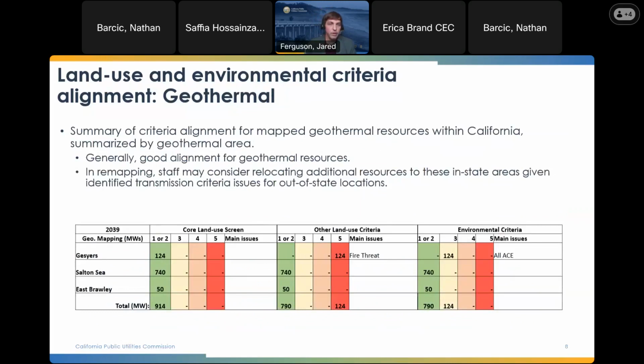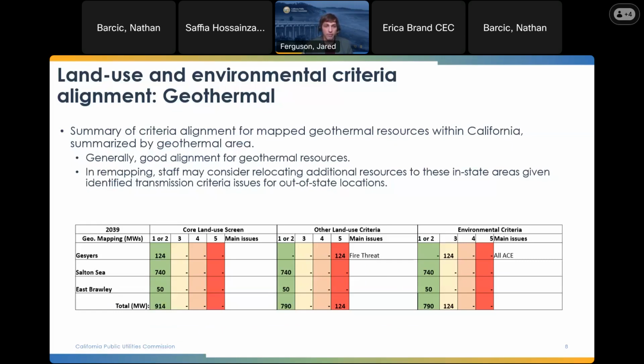So the last set of analysis we do for land use and environmental screening is for geothermal, and we have only about half of our geothermal located in state. So we only have analysis for those resources. And you can see here, as Sophia was saying, the geothermal analysis isn't done by substation, it's done by geothermal area. So we have here how many megawatts of geothermal are mapped to these specific geothermal areas.